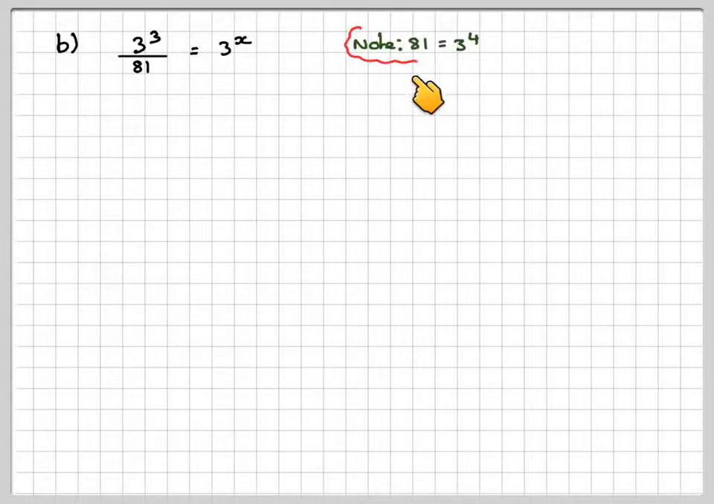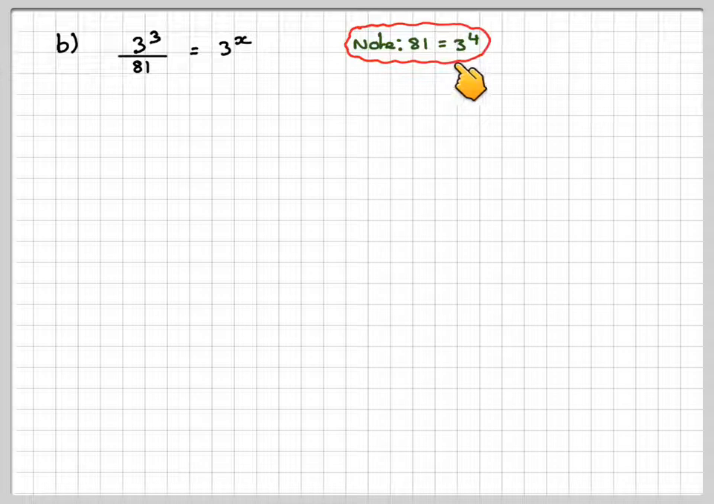Right, the second one, we've got 3 cubed divided by 81 is equal to 3 to the x. Note that 81 is the same as 3 to the power of 4. 3 3s are 9, 3 9s are 27, 3 27s are 81. So this becomes 3 cubed over 3 to the 4 is equal to 3 to the x.